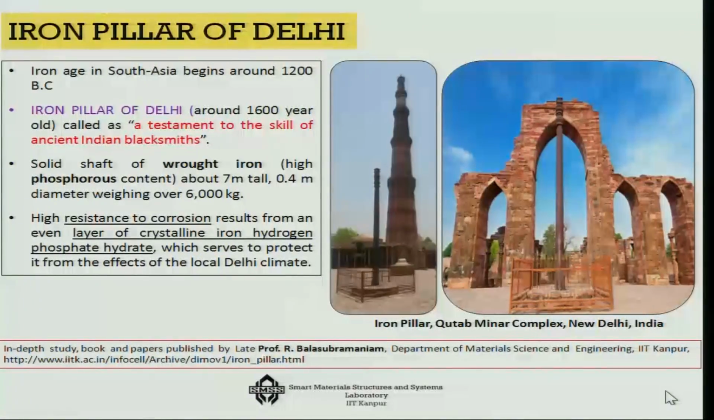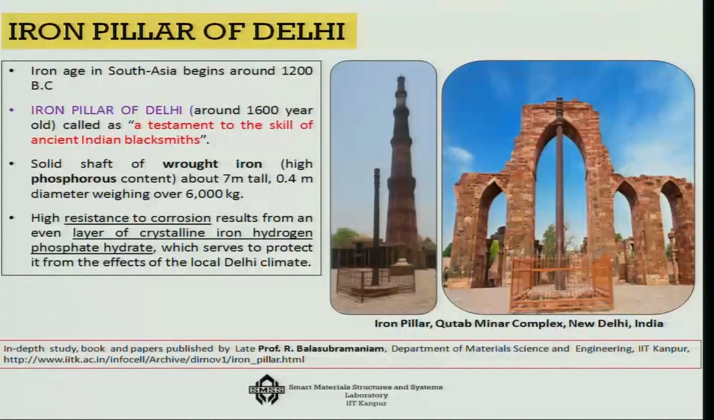It is continuing. Now, iron, of course, we have a very rich heritage. Just like I talked about the Bronze Age, for the Iron Age also we have a very rich heritage. If you have ever visited Delhi, you must have seen the famous iron pillar of Delhi. And if you want to know more about this, you can read a book by our own late colleague Professor Balasubramaniam of the Material Science Department, who has written a beautiful book on the mystery of this iron pillar, why it has not corroded for thousands of years.